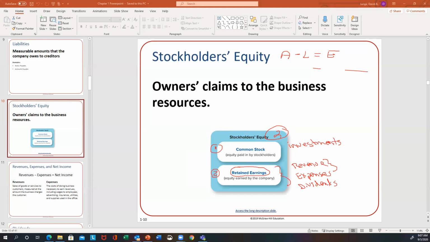So just to keep it simple, equity in financial accounting will have 2 parts. You'll have common stock, that's one of them, and then you'll have retained earnings, and add them both together, that's going to be your overall equity.